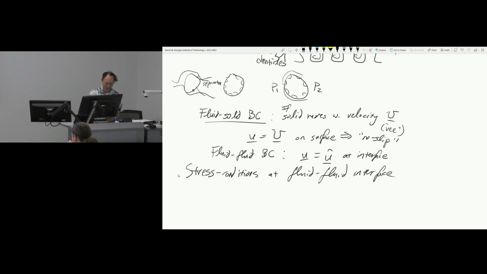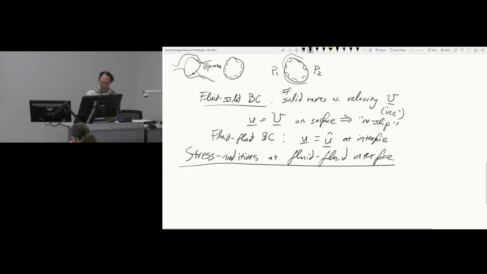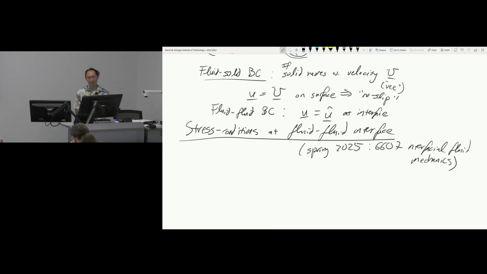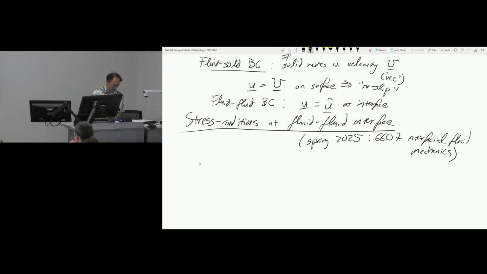Oops, I crossed everything out. And if you want to understand more, in spring 2025, not this year, there'll be 6607 interfacial fluid mechanics. A lot of these graduate classes, like this one, are taught every year, and I think instability is only taught every 2 years. And I teach that one. That will go more in depth on bubbles and things like that.